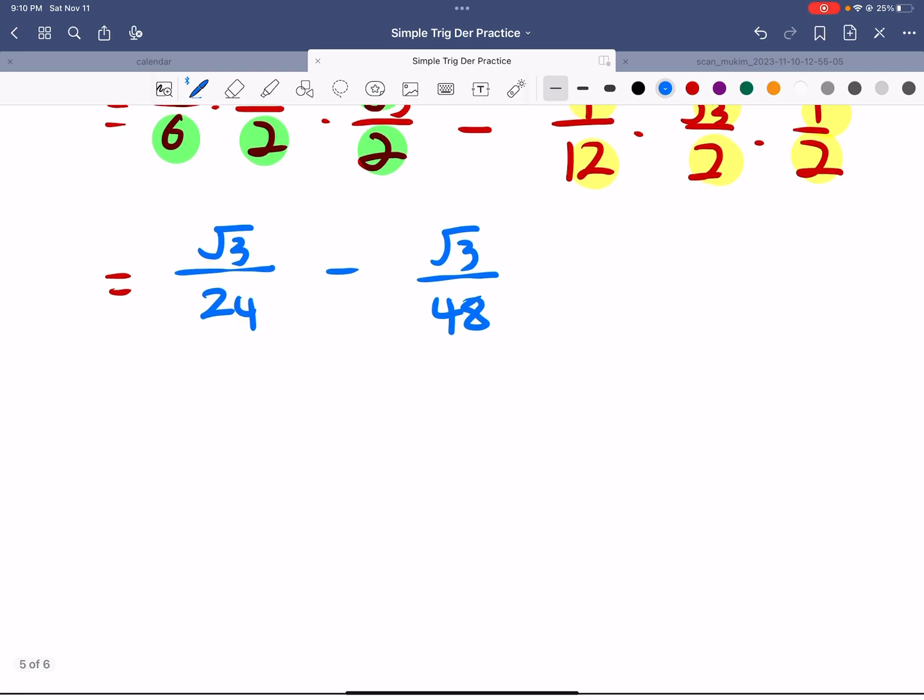So let's simplify this one. This is the same thing as 2 square root of 3 over 48, because I should have a common denominator.